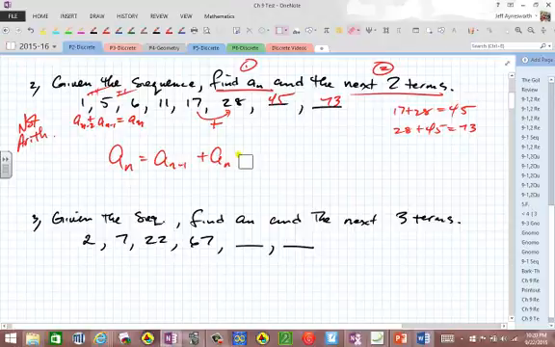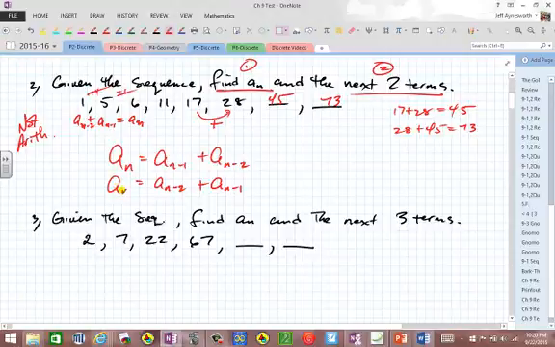That's all there is to it, guys. Or you can reverse this. It doesn't really matter. You can say a sub n minus 2 plus a sub n minus 1, however you want to say it. Either one. It doesn't matter because in addition, the order doesn't matter. You add the previous two terms.